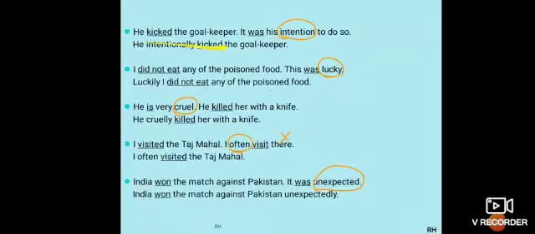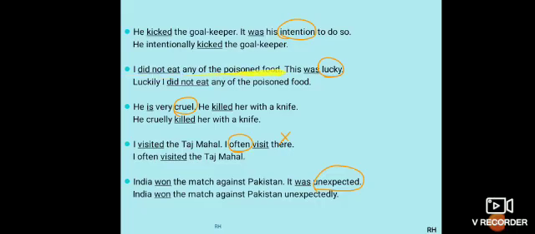He kicked the goalkeeper. It was his intention to do so. So, the first finite verb is kicked. Second finite verb is was. Okay, now we're talking about the adverbial. So, intention. But when it changes to adverb, it becomes intentionally. So, it is, he intentionally kicked the goalkeeper. Or you can write, he kicked the goalkeeper intentionally.